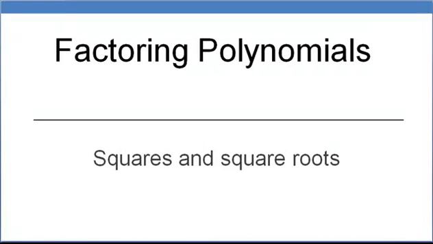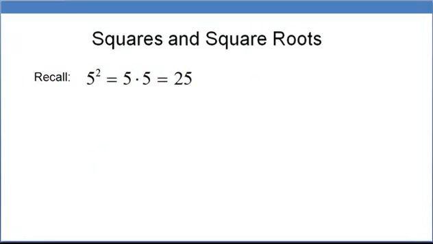Factoring polynomials, squares and square roots. Recall that 5 to the second power, or 5 squared, equals 5 times 5. So we have 2 copies of the base, and it equals 25.